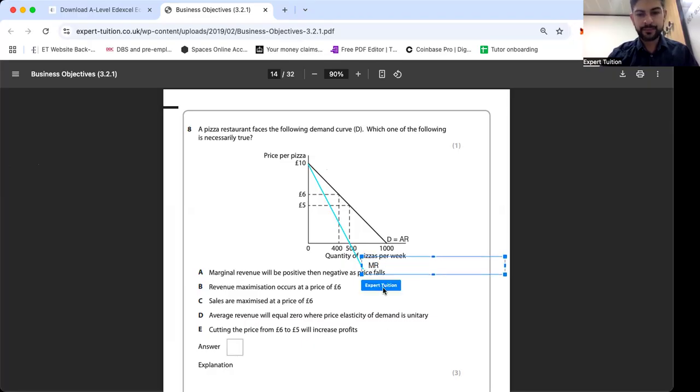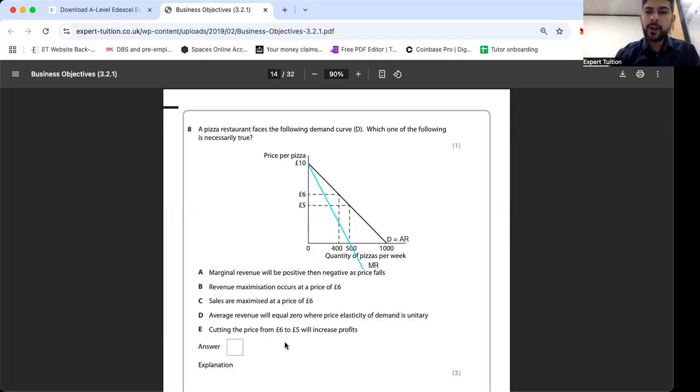Now, let's go through the options. I'm going to do it in a random order. Or we're going to start from E and work our way up. But regardless, let's start with E. E is actually the option that most students that year selected, and it was the one that was there to trick you. It was there because it looks like it's correct, and I understand why people thought it was correct. It says, cutting the price from £6 to £5 will increase profits.